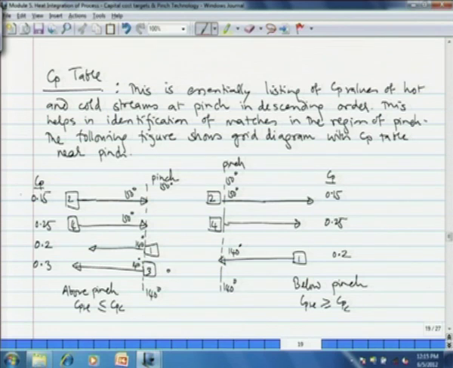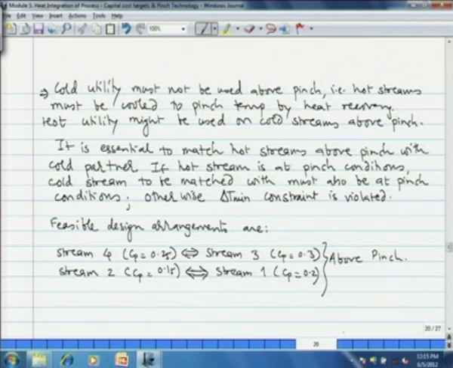So, what we have done? We have listed all streams in increasing order of CP. Above pinch, CPH less than or equal to CPC, below pinch CPH greater than or equal to CPC. So, these are the constraints. The next constraint is that of the number of streams, but let us see one thing before we go ahead.